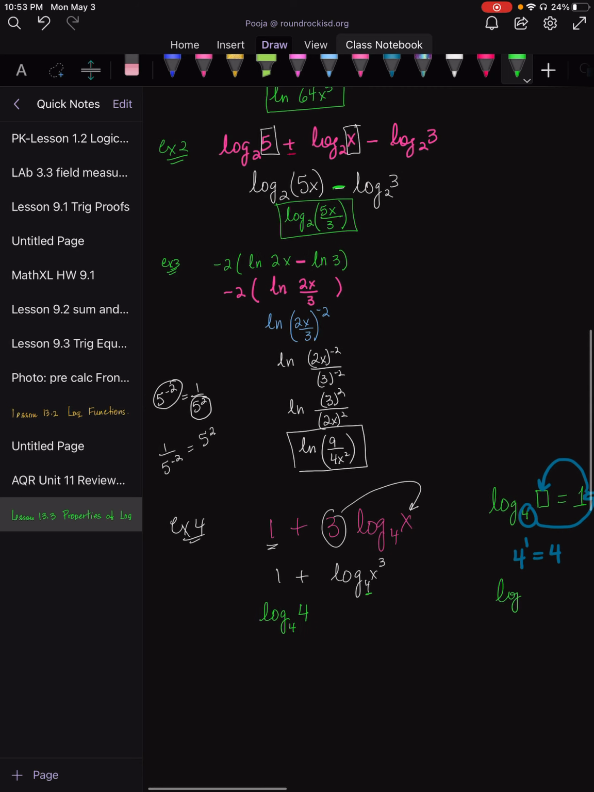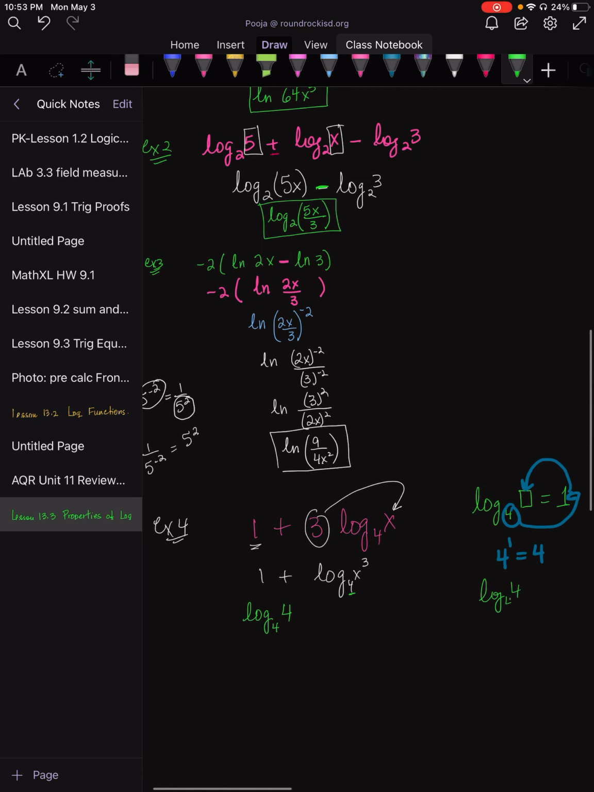So log 4 base 4 is equal to 1. That's actually another property. What I'm trying to say is if the base and the number right next to it are the same, the answer will always be 1. Let's say log 10 base 10. What does that equal? Well, think about it. 10 to what power would equal 10? 1, right? So anytime these two are the same, the overall answer for that log problem is 1. Plus log base 4 x to the third.